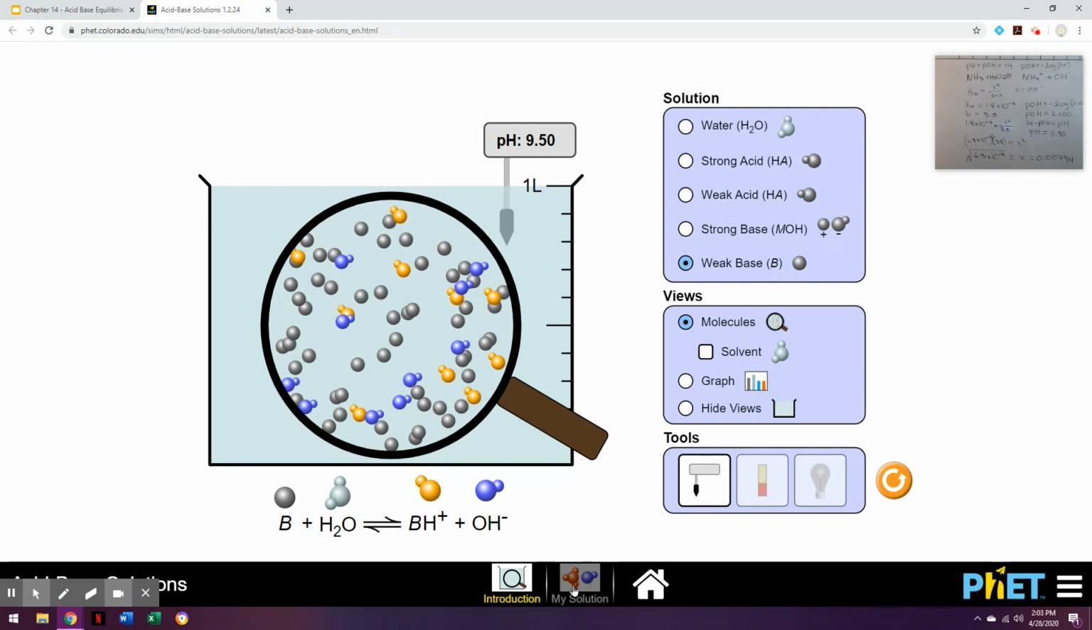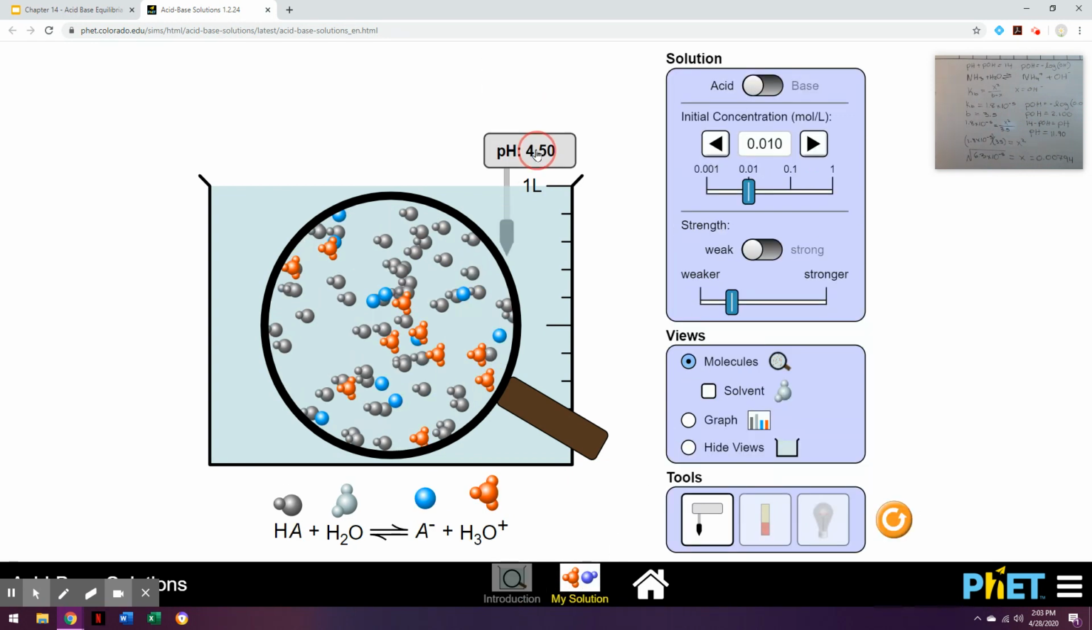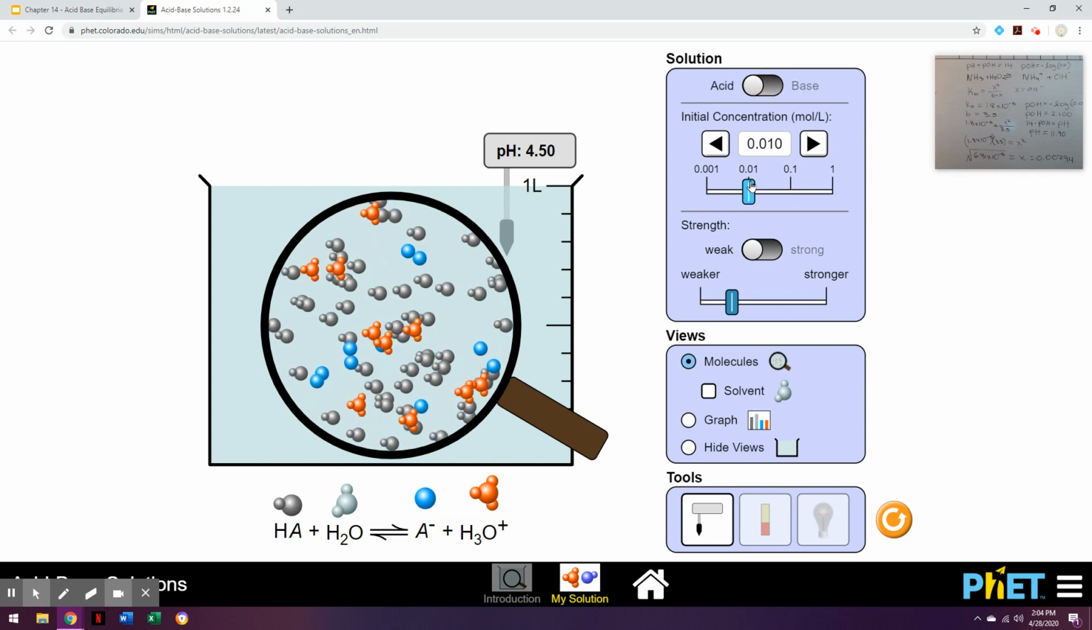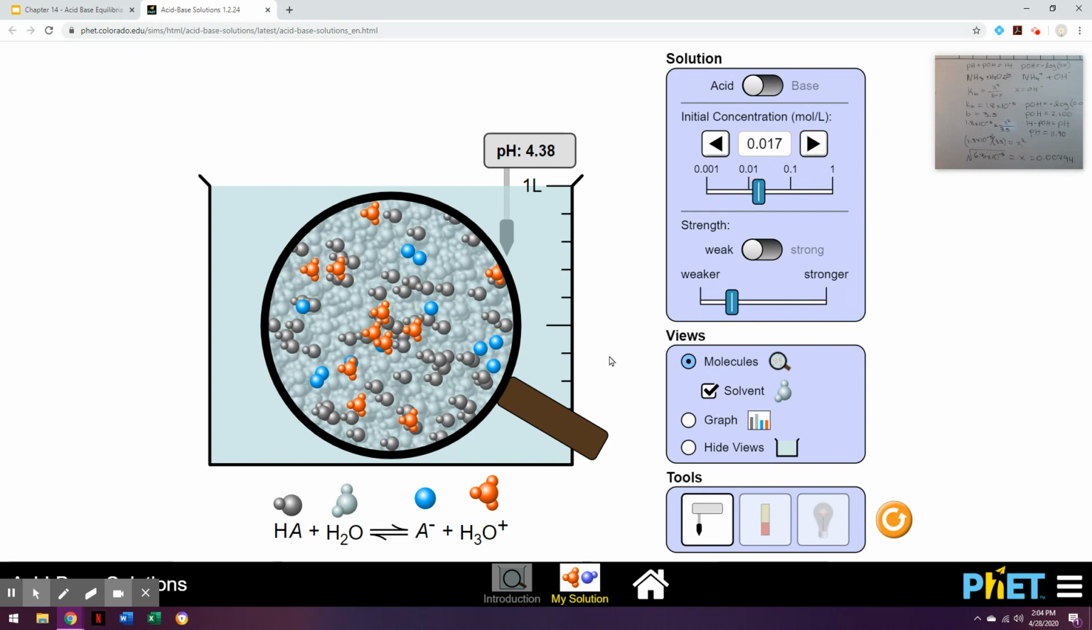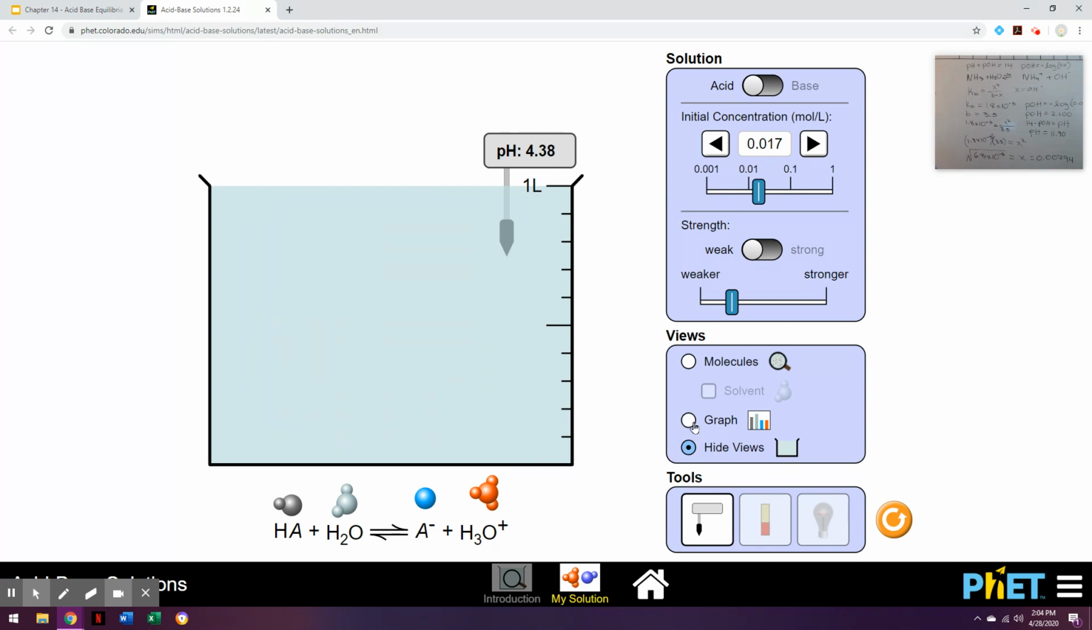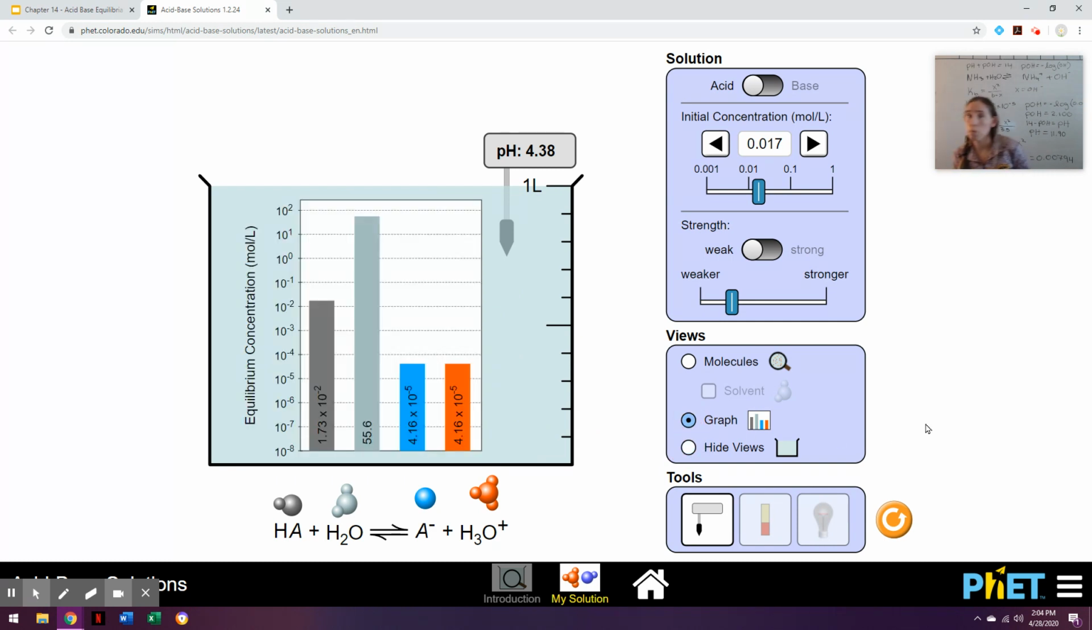Then if we go to this one over here, we can make up our own. Between acid or base, we can pick our own concentration. With different ones, you can see how the pictures change. You can show the solvent, which has all of your water molecules in the background. I think that looks a little bit complicated, so I would keep that off. But you could also look at a graph, find your equilibrium concentration, and we can hide all of it if we wanted to. We can move on from there.